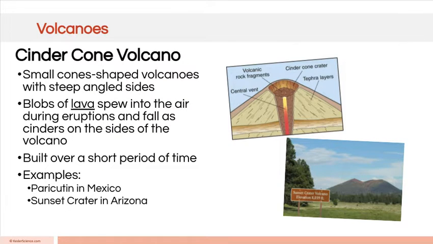Our second type of volcano is called a cinder cone. This is a small cone-shaped volcano with steep and angled sides. So it's short, but it's steep. Lava spews into the air during eruptions, and then it falls as cinders onto the sides of the volcano. It's built over just a short period of time, and examples of this are the Paricutin in Mexico and the Sunset Crater in Arizona.